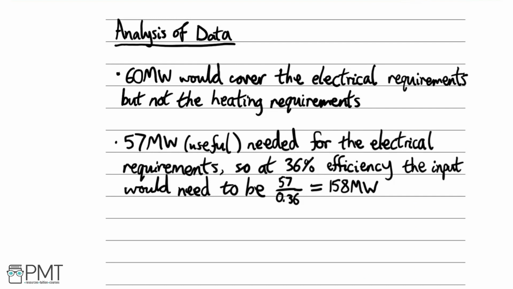Now, if we're saying that 57 of those megawatts are going to be useful for the electrical aspect, the rest of the energy or the rest of the power that's going away as heat, which we would normally say is the wasted energy, could then be used for heating. The problem is that it won't be enough, and that's going to be our next point, is that 101 megawatts is not enough to meet the heating requirements.